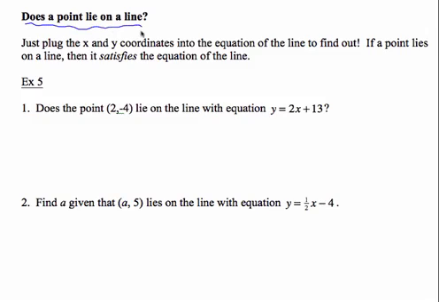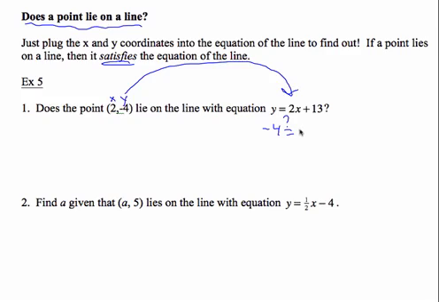Does a point lie on a line? So how do you know if a point lies on a line? Well, if you have an x and y value of a point, then if you put the x and y value into the equation, it should satisfy the equation, which means it should make the equation true. So we just plug in the values of y and x.